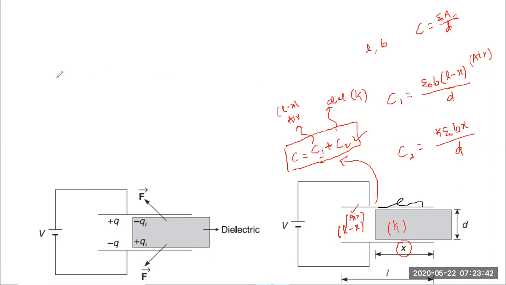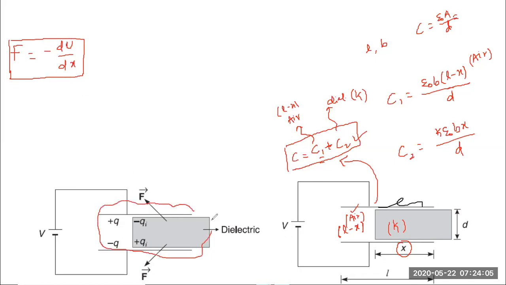Now, why I am doing all these things means, if I want to calculate the net force acting on the capacitance, this is going to be dU by dx, right? dU by dx is going to be the net force acting on the dielectric between the plates of the capacitor, where U is the energy stored in the capacitor with the dielectric.